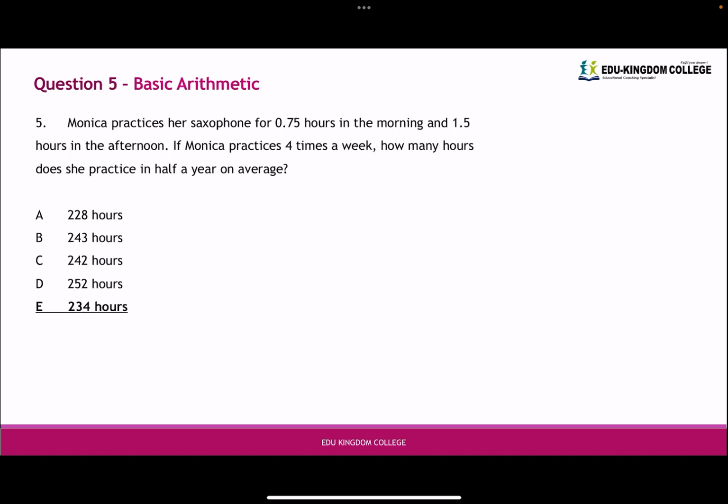So Monica practices her saxophone for 0.75 hours in the morning, 1.5 in the afternoon. So that's 2.25 hours a day. She practices 4 times a week. So that's 9 hours a week. How many hours does she practice in half a year?